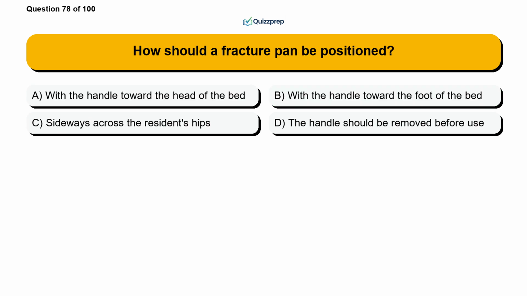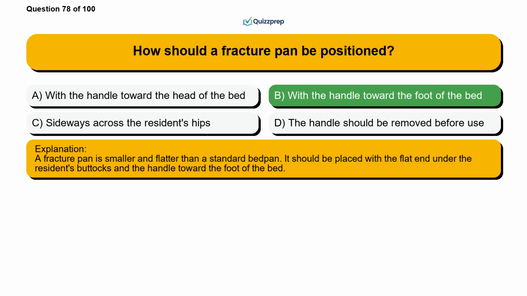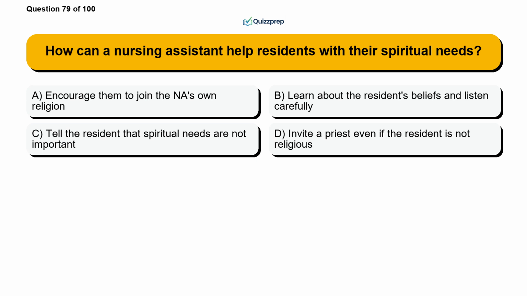Question 78. How should a fracture pan be positioned? Option A, with the handle toward the head of the bed. Option B, with the handle toward the foot of the bed. Option C, sideways across the resident's hips. Option D, the handle should be removed before use. The correct answer is option B, with the handle toward the foot of the bed. A fracture pan is smaller and flatter than a standard bedpan. It should be placed with the flat end under the resident's buttocks and the handle toward the foot of the bed.